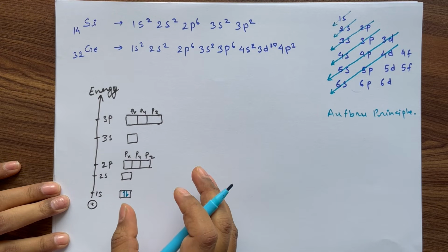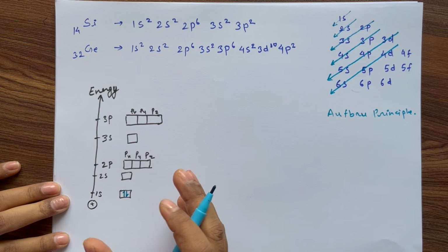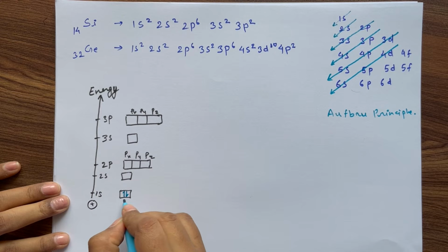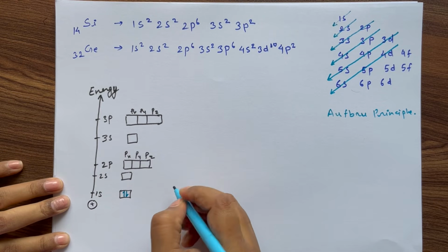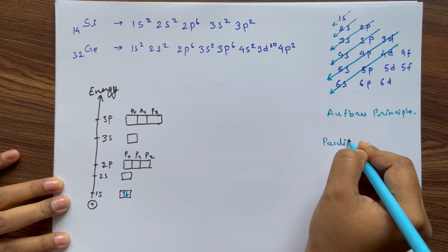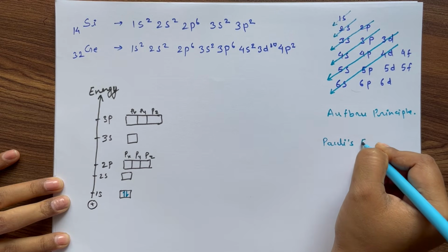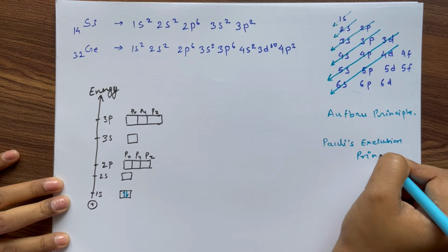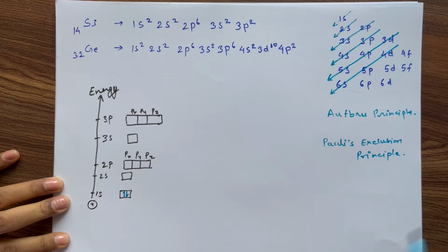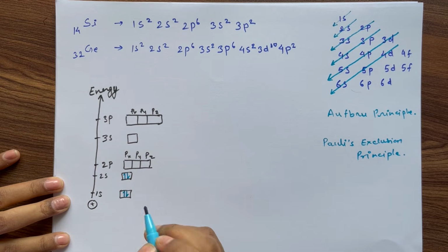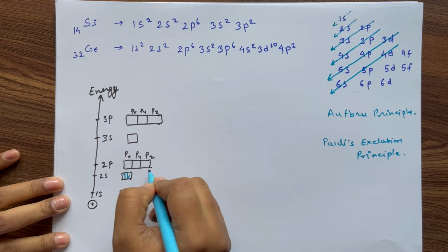Pauli's exclusion principle says maximum of 2 electrons having opposite spin can fit in an orbital. So this must have the opposite spins, and this is called Pauli's exclusion principle. Similarly, 2s will have 2 electrons. This 2p will have 6 electrons.